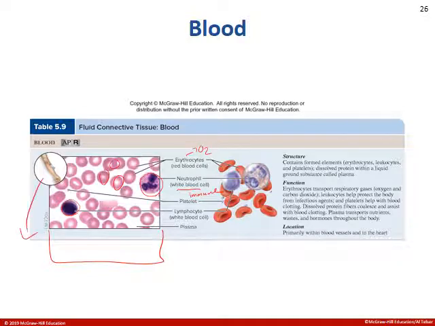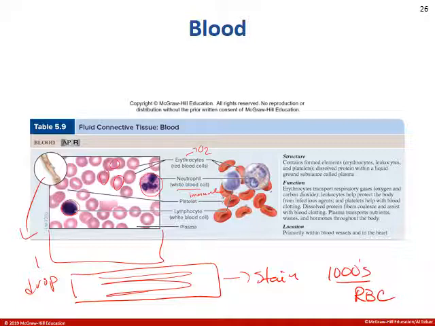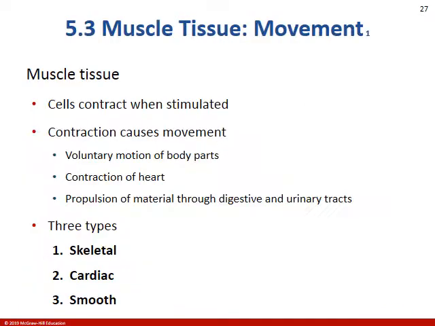And it's really interesting because you can take just one drop of blood and put it on a slide and smear it over the slide and then stain it and you would see thousands of red blood cells. So I think sometimes we don't appreciate that we have millions and millions of red blood cells floating in our bloodstream that are carrying oxygen to our different tissues in order to undergo cellular respiration and make ATP so that the body can do work.